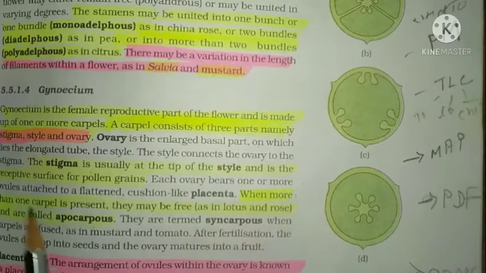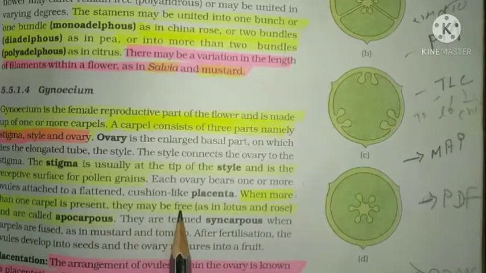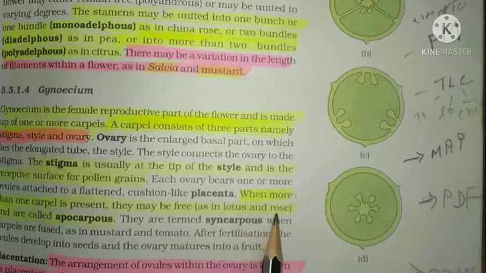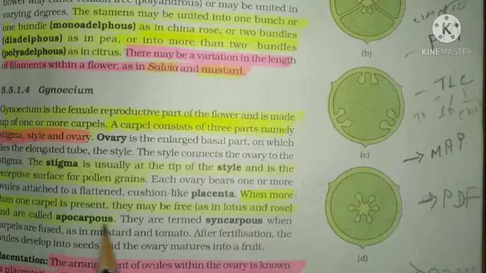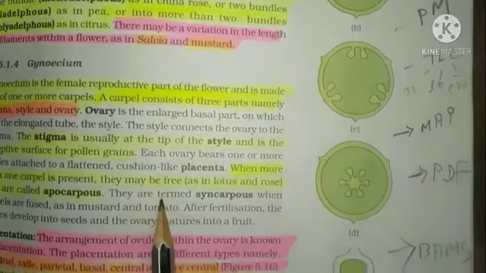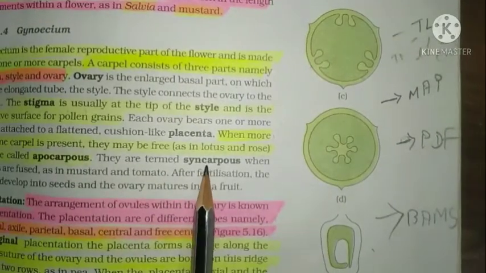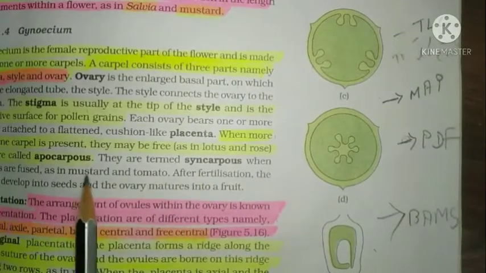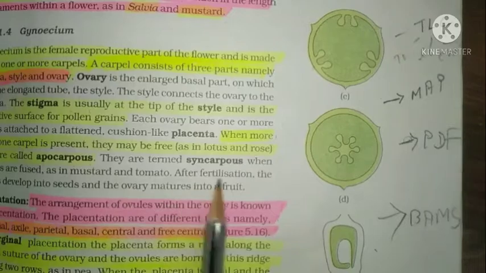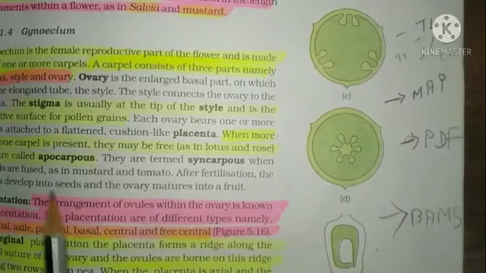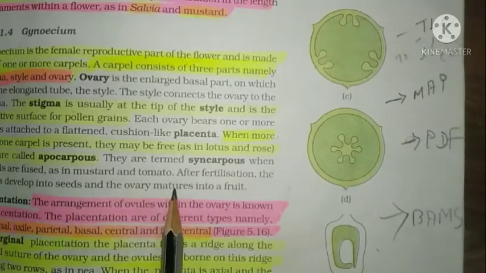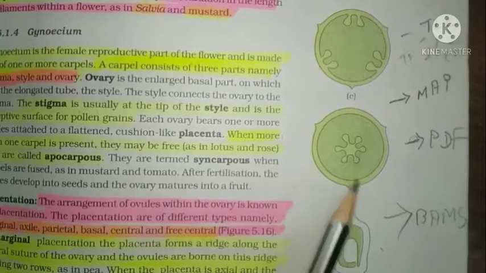Each ovary bears one or more ovules attached to a flattened cushion-like placenta. When more than one carpel is present, they may be free, as in lotus and rose, and are called apocarpous. They are termed syncarpous when the carpels are fused, as in mustard and tomato. After fertilization, the ovule develops into the seed and the ovary matures into the fruit.